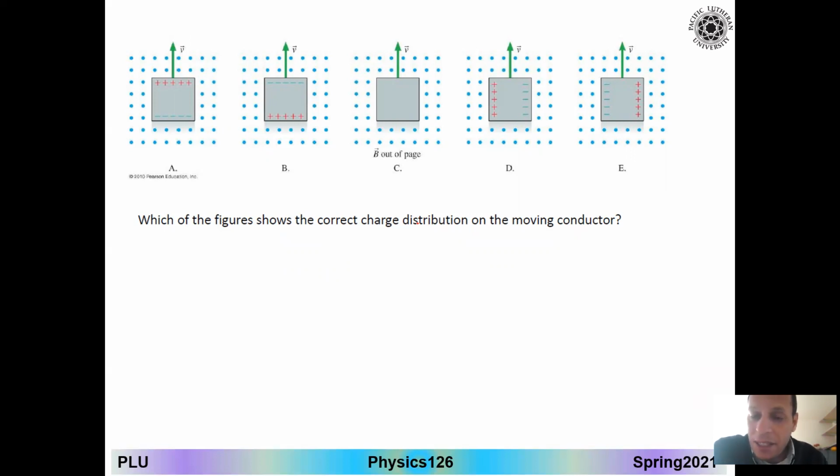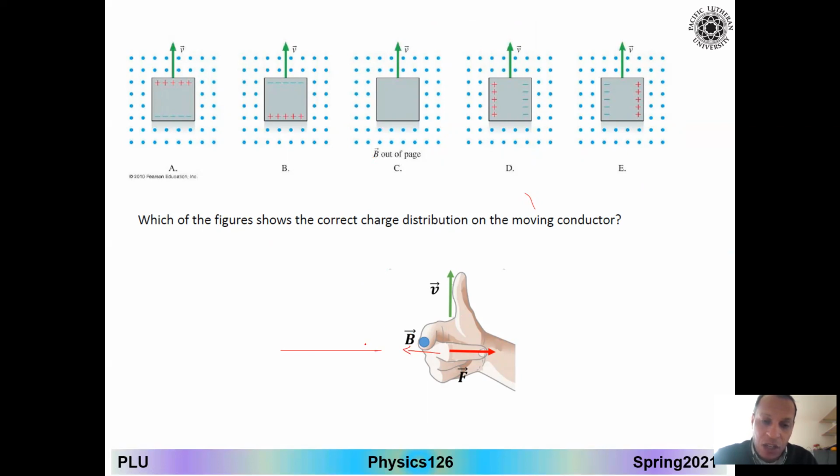Now, I will use the right hand rule. Here's my right hand rule. The velocity is pointed up and the magnetic field points out of the page. What we end up with is that the force on the positive charge is pointed to the right. When the positive force points to the right, what happens for the negative charge? The negative charge will go to the left. So here is the negative charge, and here is the positive charge. In that case, this is figure E, the right representation for the directions of the positive and negative charges.